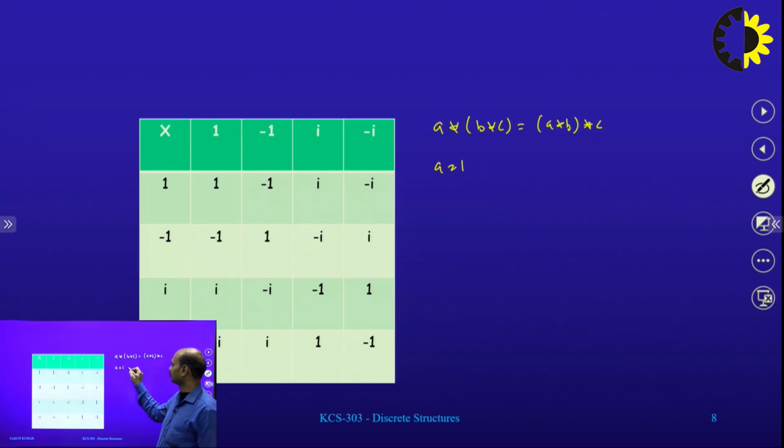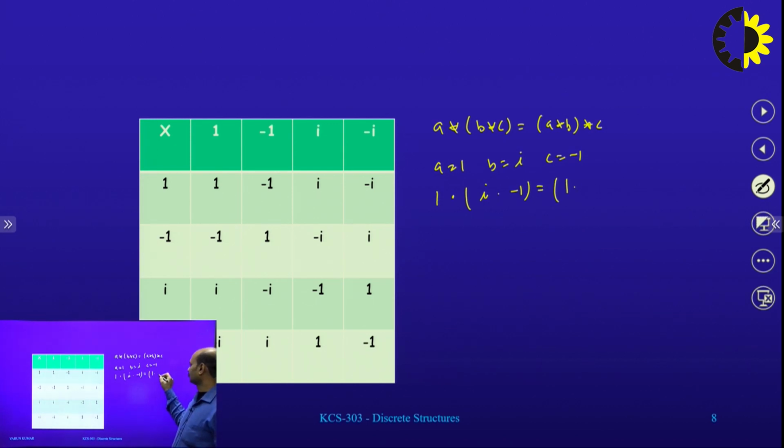Put A is equal to 1, B is equal to i and C is equal to minus 1. A is equal to 1 that multiplies B is equal to i that multiplies C is equal to minus 1. That must be equal to A, it means 1 dot i, then what is C? C is minus 1. After performing the binary operation, i dot minus 1 becomes minus i, and minus i.